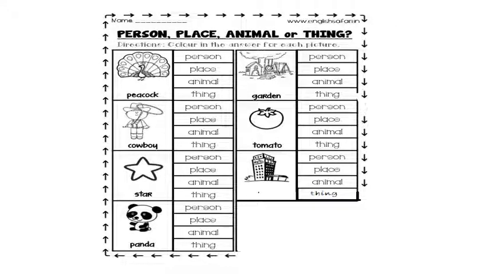Now, here, what do you have to do? You have to color in the answer for each picture. Okay, you see the different pictures here? You have to say if it is a person or if it's a place or if it's an animal or thing. Now, what do you see? What picture is this? It's a peacock. Can you see? Peacock is a person? No. Peacock is a place? No. Peacock is an animal? Yes, peacock is an animal. So you have to color this box. Okay, good.